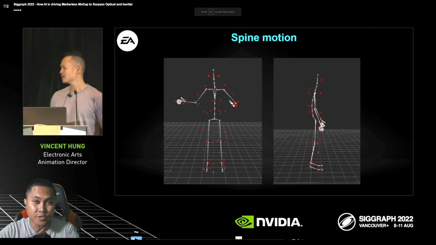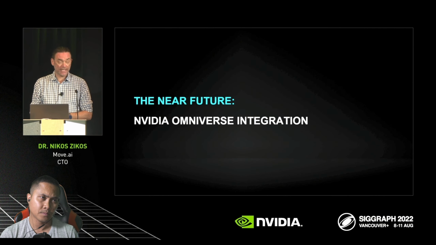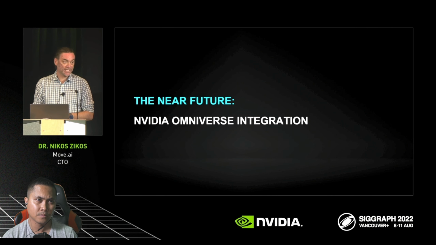Yes. Okay, so I'm going to go ahead and skip the spine solve. If you want to see it, I'm going to put the link of this entire video in the description below, but I'm going to skip the spine motion. Basically, they are trying to improve the spine animation for Move Volumetric AI mocap. Next one, we're going to talk about the NVIDIA Omniverse integration.